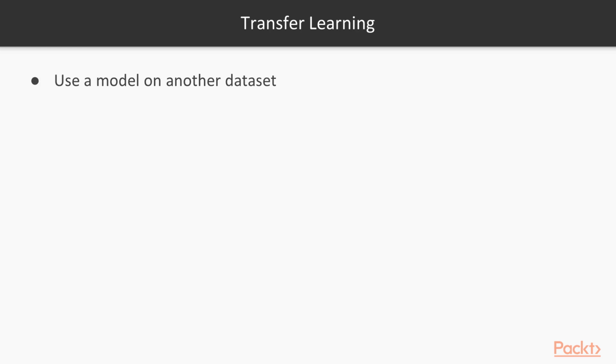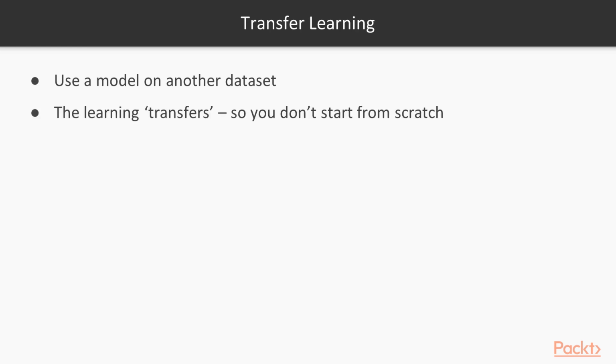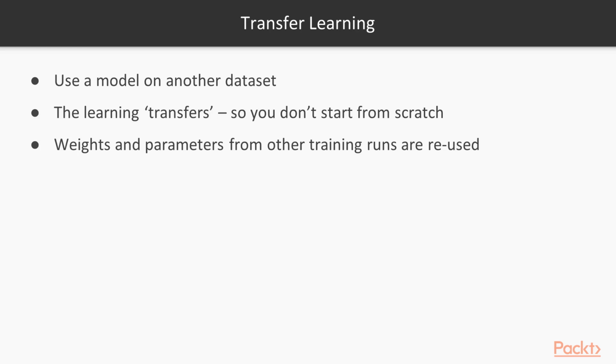So first of all, what is transfer learning? Well, the idea is that you use a model on another data set. You take an off-the-shelf model and then train it on a data set that exists. And then you get the learning to transfer, so you don't have to start from scratch. So weights and parameters from the training runs are often reused. And you'd actually take one set of data, train a model, and then use this to recognize or work on a different set of data. So the idea is you can benefit from folks' models and data sets that have come before you, so you don't have to start from scratch each time.